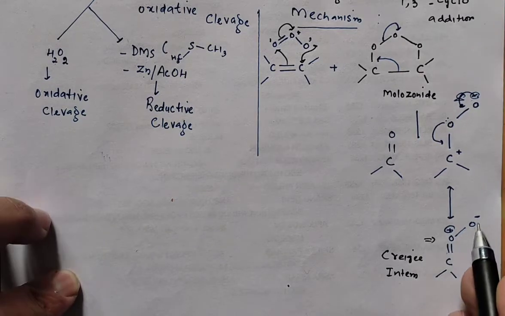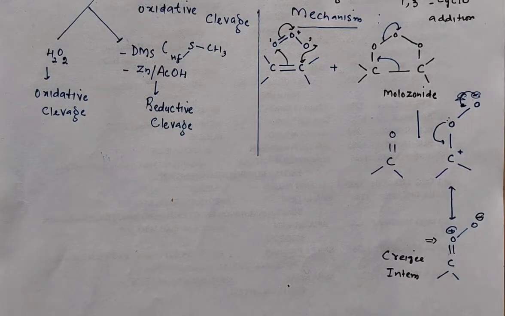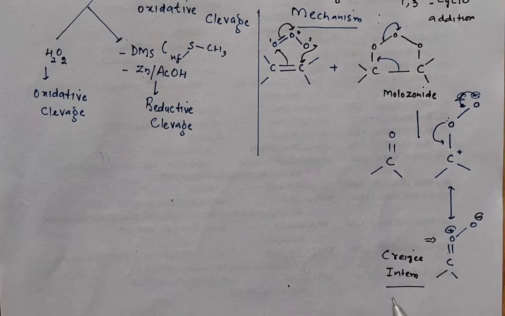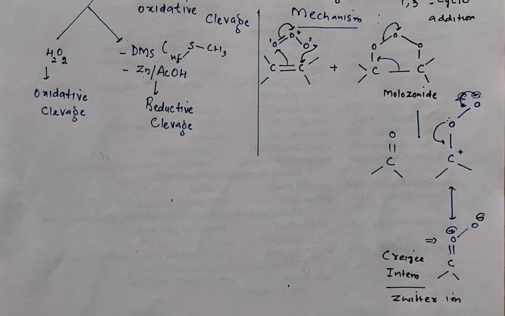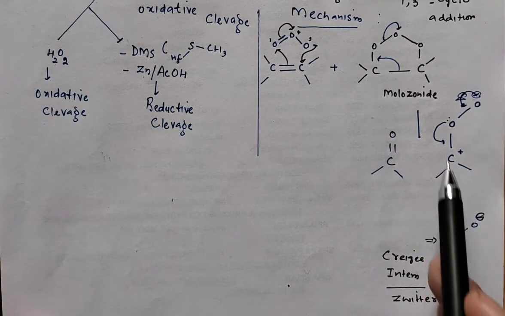Remember, in this we have 2 charges, that's plus and minus. Okay? So this is basically a zwitterion structure. Criegee's intermediate is a zwitterion. We have plus and negative charges on the same intermediate. So it's a zwitterion type structure. Criegee's intermediate is formed in the ozonolysis. Okay? So what happens after that? Now we have this carbonyl and we have this Criegee's intermediate.